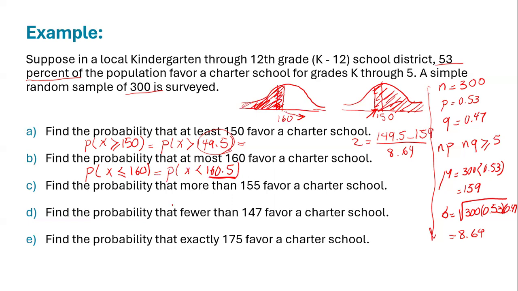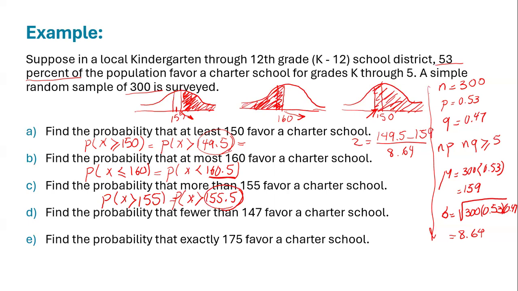Part C, it says find the probability that more than 155. More than 155 means greater than. Pay attention, this time we don't have the equal sign. So if 155 is over here inside the bar, greater than means only the area to the right. Don't include the bar. So you have to start from this point, which is 0.5 after 155. So you want to find the probability when x is more than 155.5. So your x value is this number, to convert it to z.